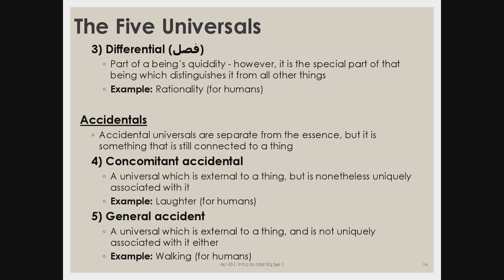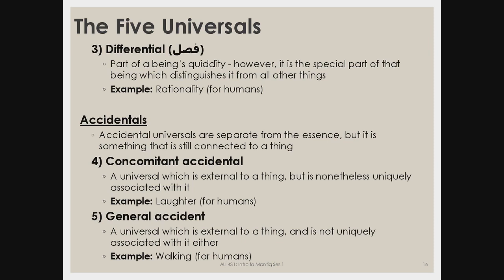No other animal will be able to fit it. You can't say a cow fits this definition, and you can't say that certain humans are outside the scope of this definition. No, it will be inclusive of every single human, and it will be exclusive of any other animal. They'll say, for example, rationality is the fasl. It's that specific thing which distinguishes it from all other things.